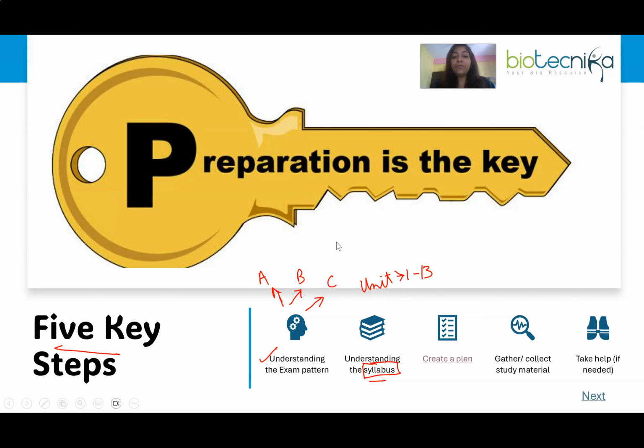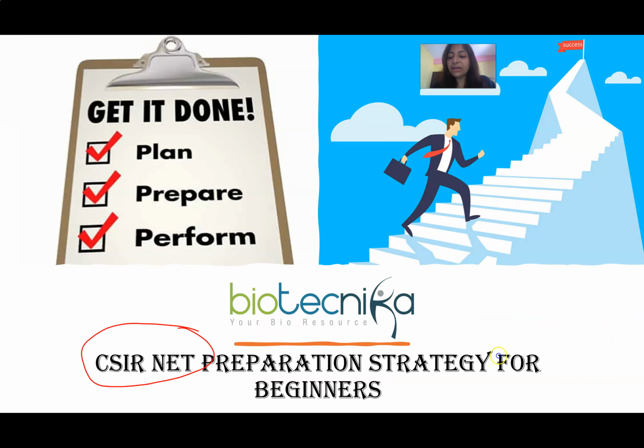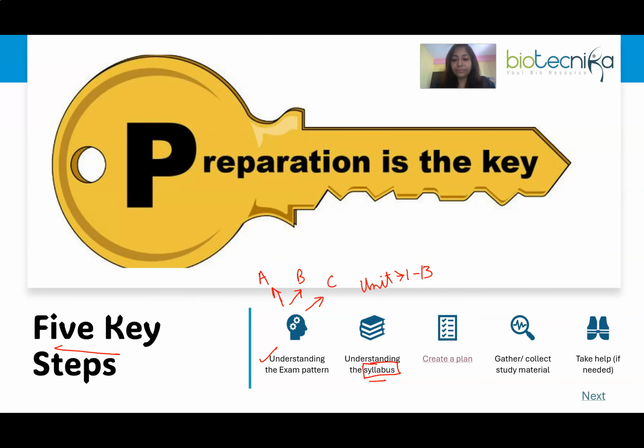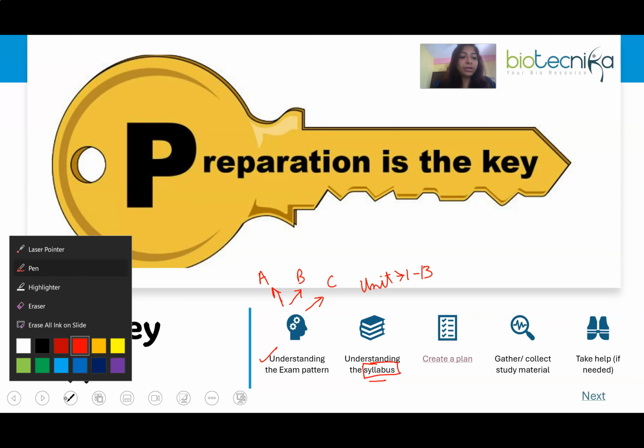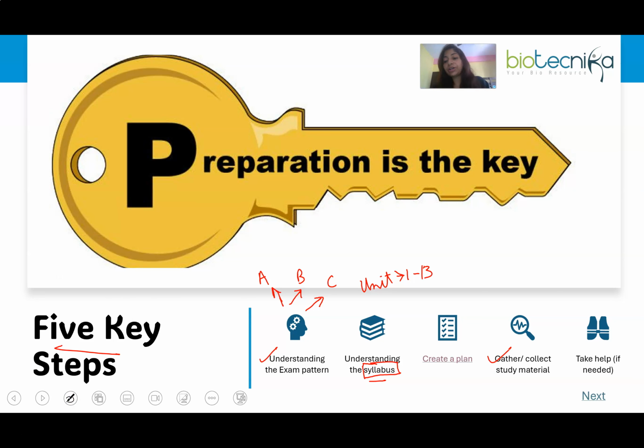The next step for preparation is gathering the correct study material. Now, when I'm talking about collecting study material, nowadays a lot of study material is available on the internet. Okay, and it is free. A lot of study material is also present on YouTube. There are a lot of teachers, a lot of influencers who are constantly posting and teaching different topics of the CSIR NET syllabus.